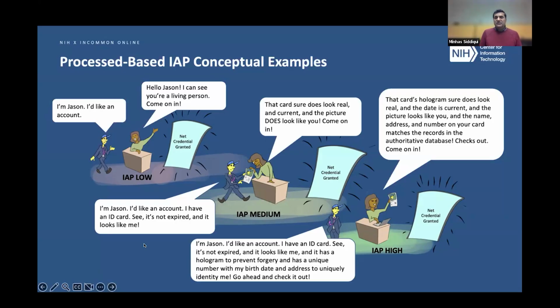As the verification process becomes more thorough, as in NIST IAL standards, the system's confidence in the user's identity increases. In all three cases, the outcome is the same. On the surface, a credential is issued, but the strength and trustworthiness of that credential depends entirely on the process used to establish identity.